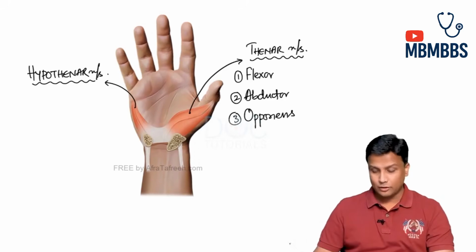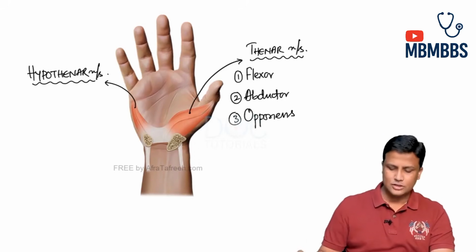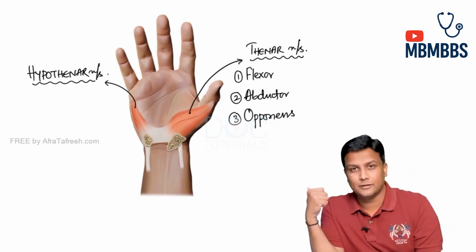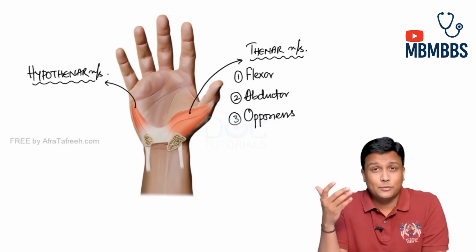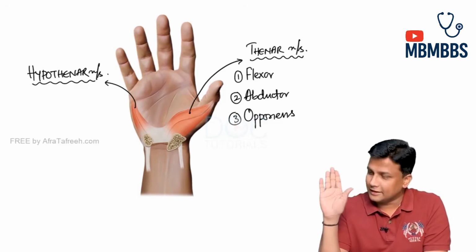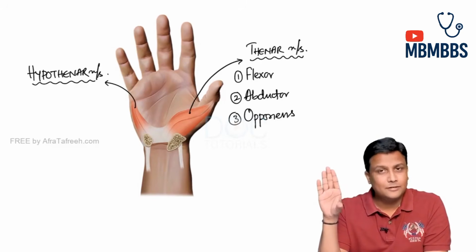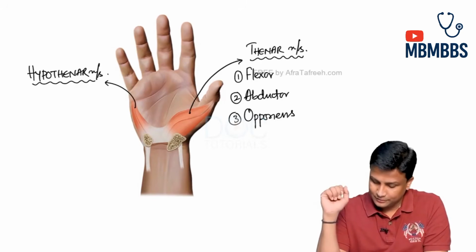While writing the names along with me, I request all of you, don't simply copy from the screen here. Try to bring that action in your mind. When you're writing flexor, like this, flexion. Abductor, abduction. Opponens, counting like that.